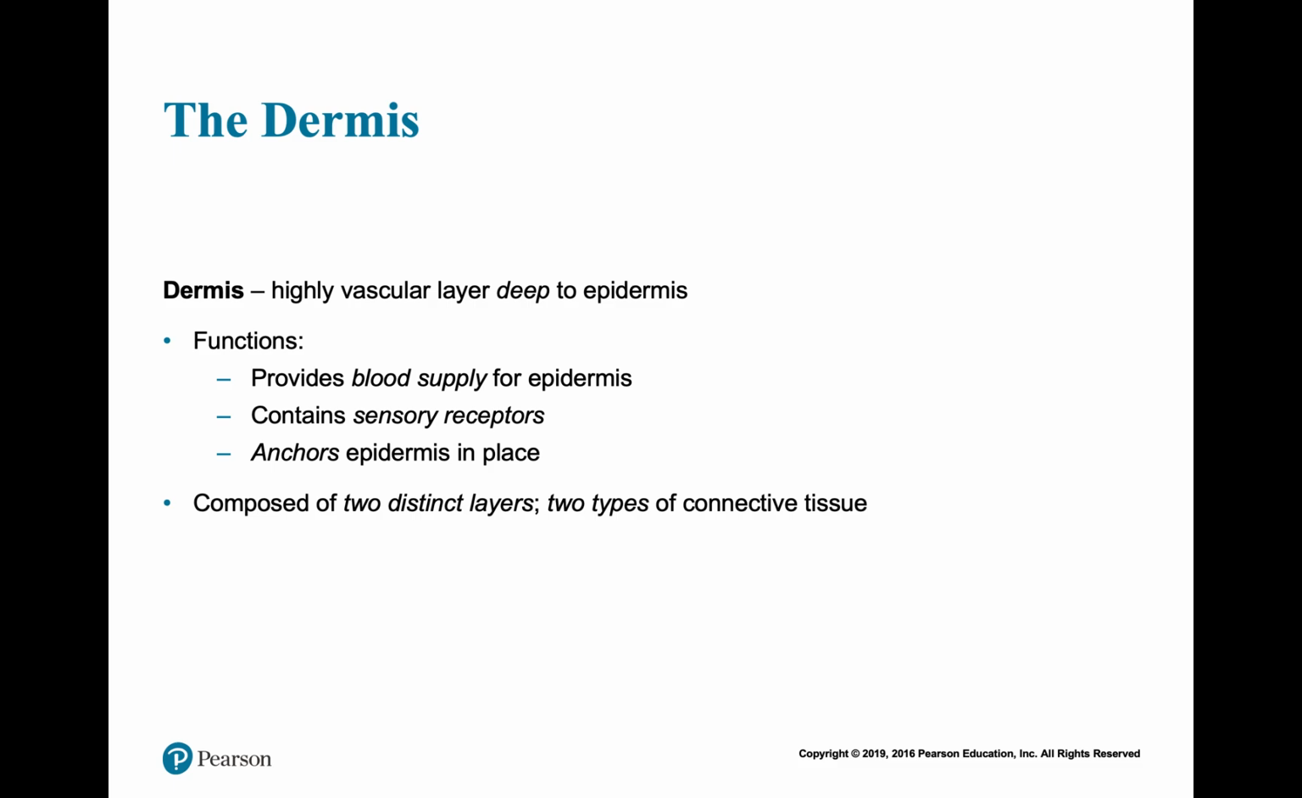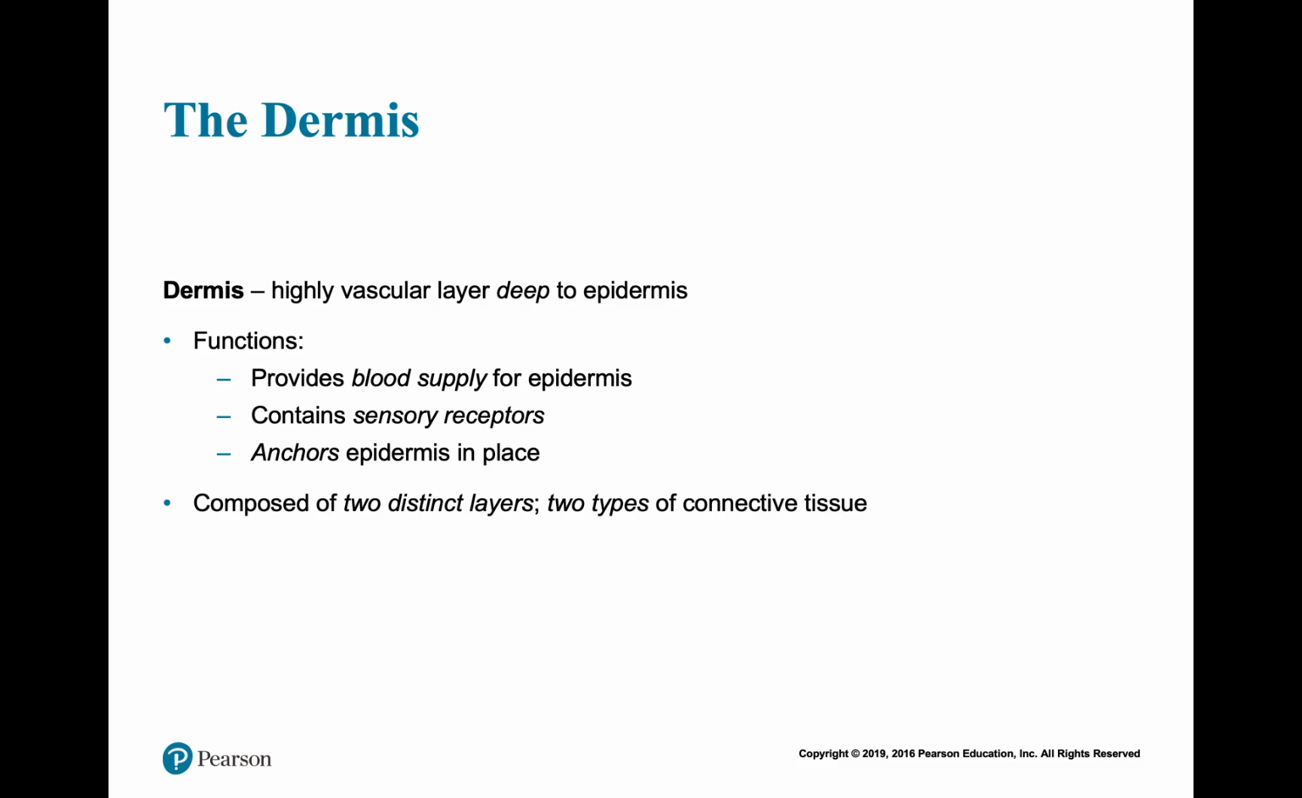So one of the big functions of the dermis is to provide a blood supply for the epidermis that lies just superficial to it, so just above it. We'll see abundant blood vessels running through the dermis. We'll also see nervous tissue structures called sensory receptors present in the dermis. Another important function of the dermis is to anchor the epidermis in place. And because of the abundant collagen fibers present in the dermis, it really adds strength and stability and firmness to the cutaneous membrane, to the skin.